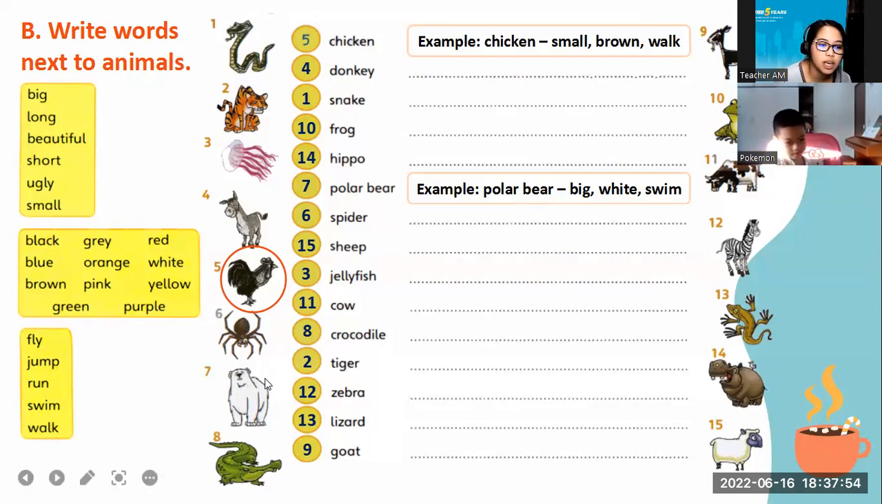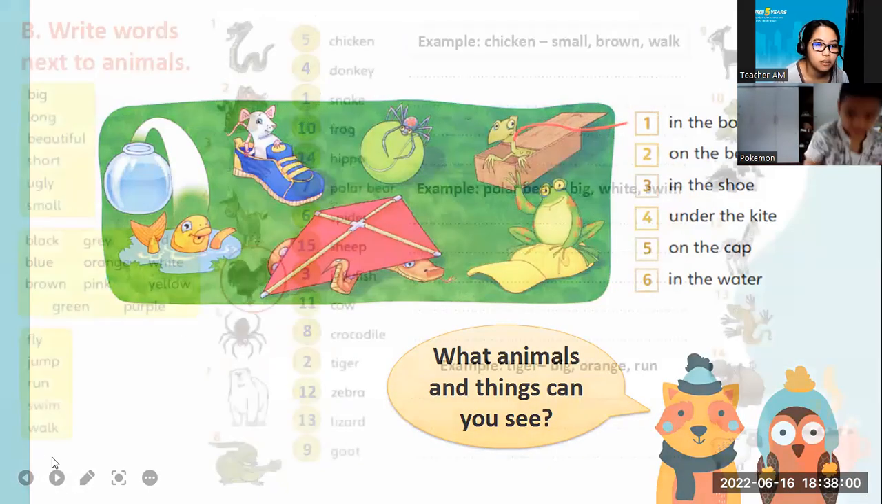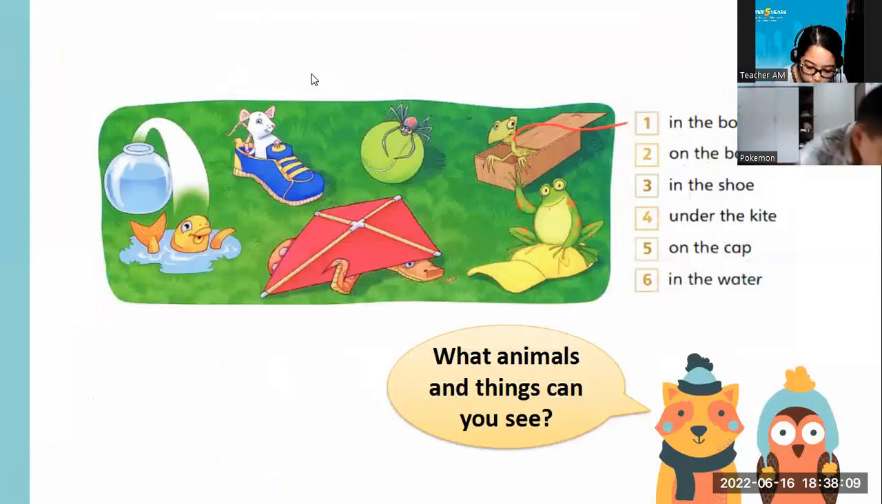Very good, because you were able to give some description about the animals. So now, let's proceed with this one. Okay. So here, what animals can you see in the picture? There's a mouse, a fish, a spider, a snake, a frog, and a lizard.